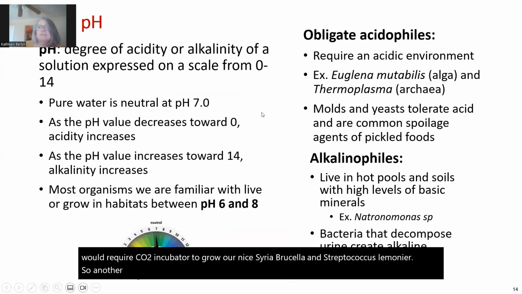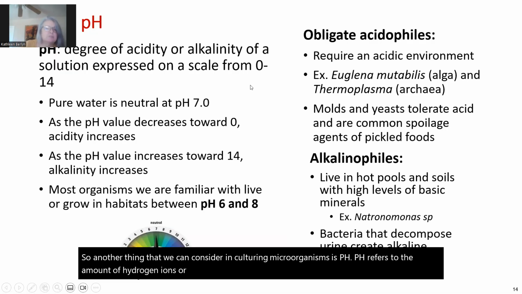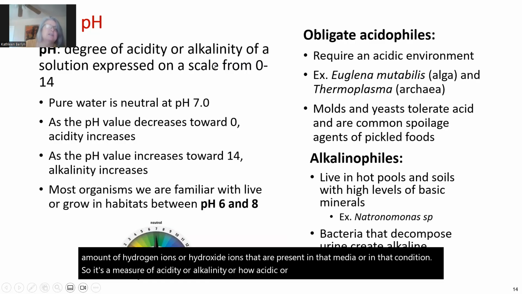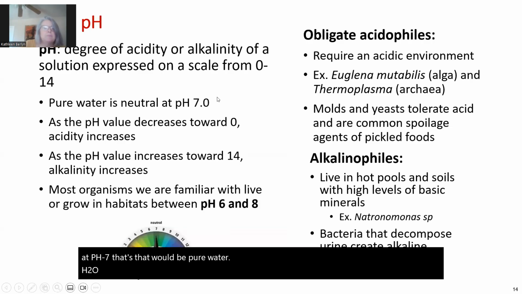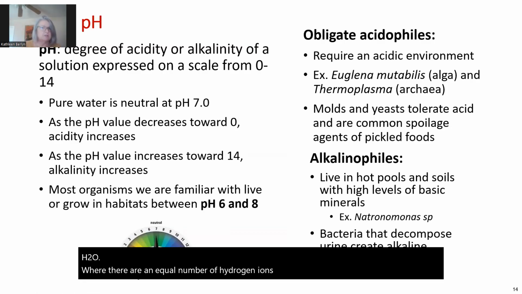So another thing that we can consider in culturing microorganisms is pH. pH refers to the amount of hydrogen ions or hydroxide ions that are present in that media or in that condition. So it's a measure of acidity or alkalinity, or how acidic or basic a solution is. And when you're at pH 7, that would be pure water, H2O, where there are an equal number of hydrogen ions compared to hydronium ions or hydroxide ions.